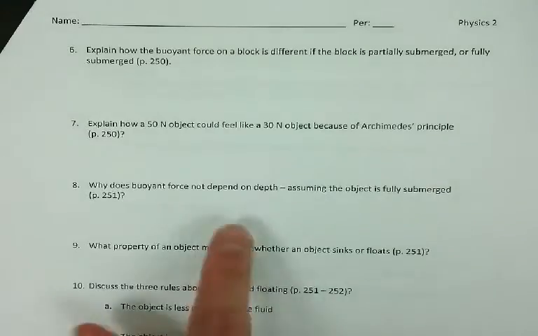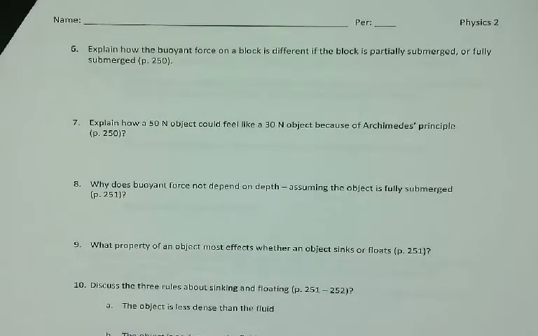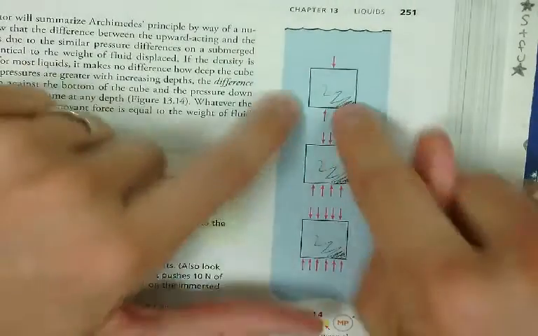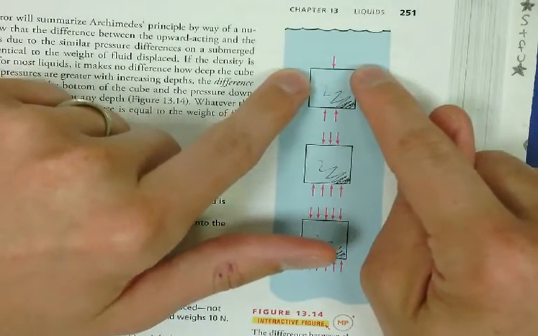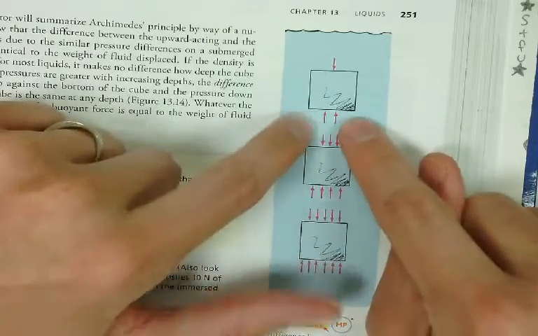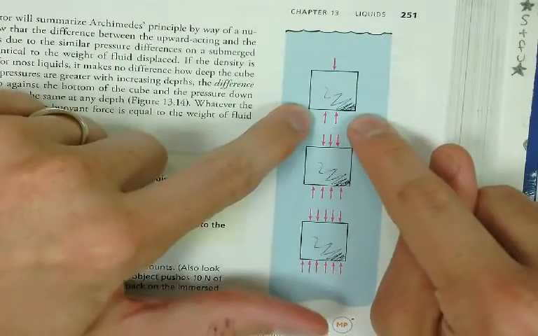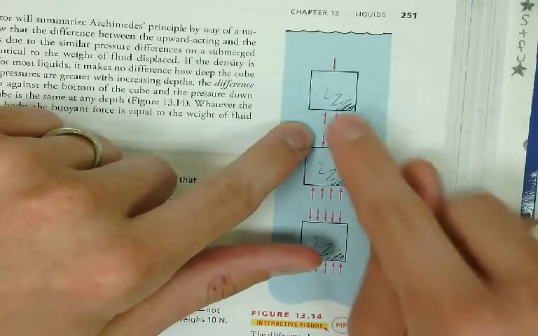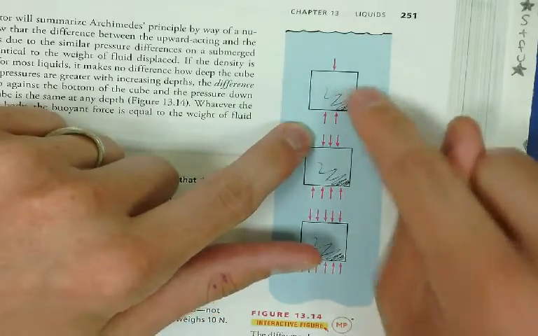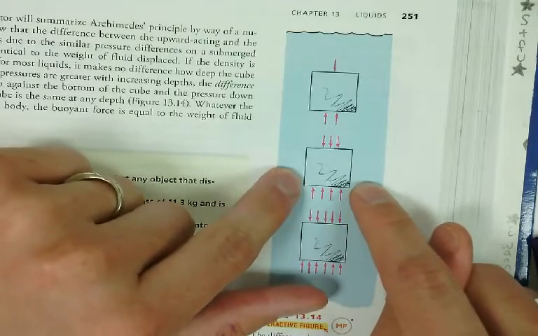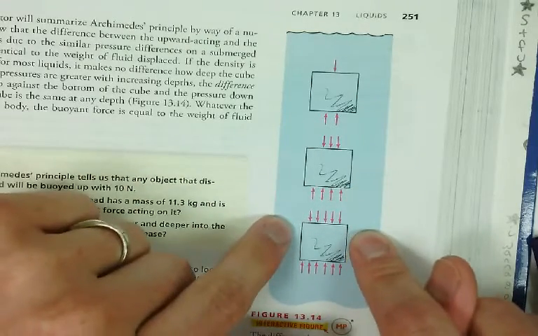So, why does the buoyant force not depend on depth? So this picture is a really good example of that. The pressure is always higher under an object than above it. But as we go down, it increases linearly, which means that the upward push increases at the same rate as the downward push. So if there is one arrow up more than the arrow down, then when we go a little further, it's still one more arrow up than down. It's still one more arrow up than down.